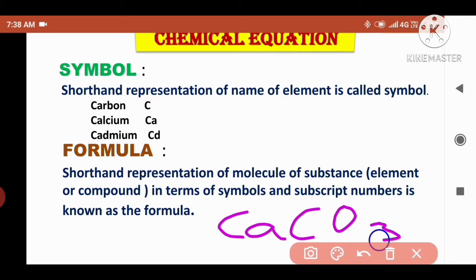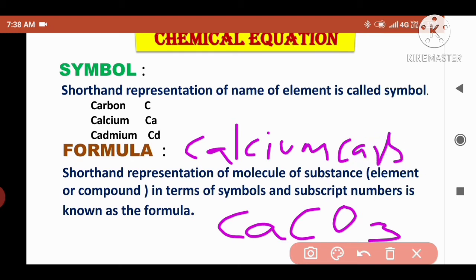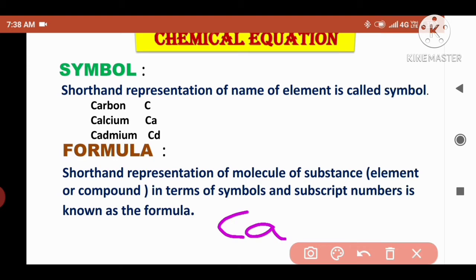We are not writing out calcium carbonate completely, all these letters. Instead of calcium carbonate, we are just writing CaCO3. So Ca means calcium, CO3 means carbonate. Here we are representing the compound simply, without writing the complete name. That is, the shorthand representation of a molecule of a compound in terms of symbols.